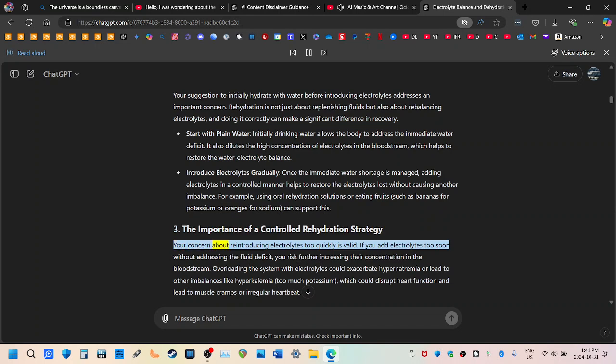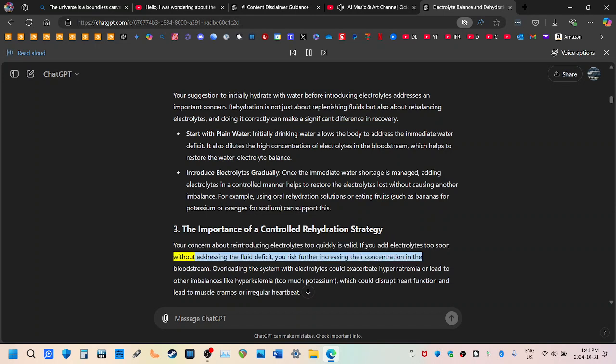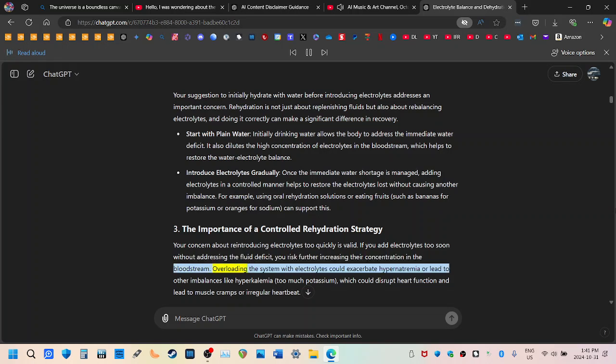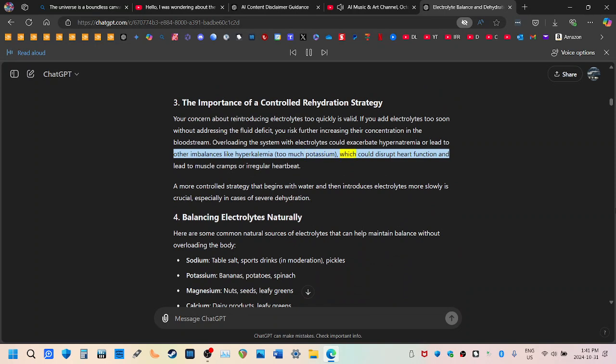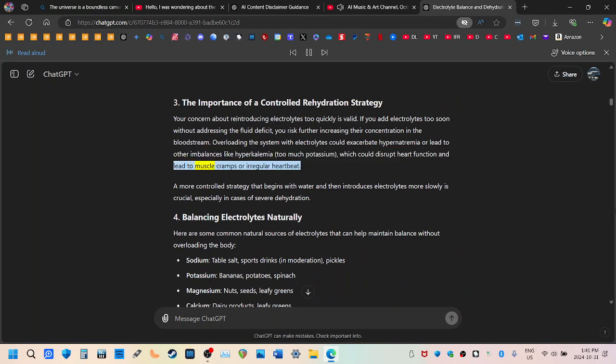3. The importance of a controlled rehydration strategy. Your concern about reintroducing electrolytes too quickly is valid. If you add electrolytes too soon without addressing the fluid deficit, you risk further increasing their concentration in the bloodstream. Overloading the system with electrolytes could exacerbate hypernatremia or lead to other imbalances like hyperkalemia, too much potassium, which could disrupt heart function and lead to muscle cramps or irregular heartbeat.